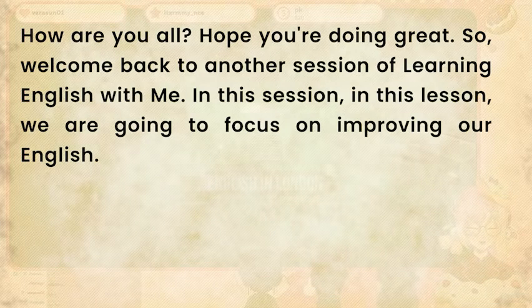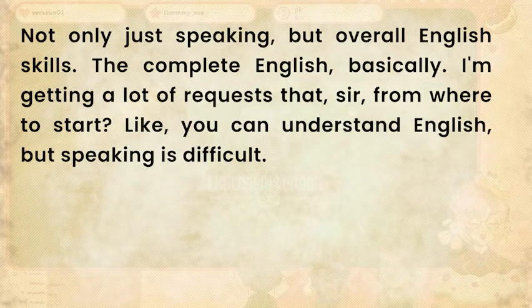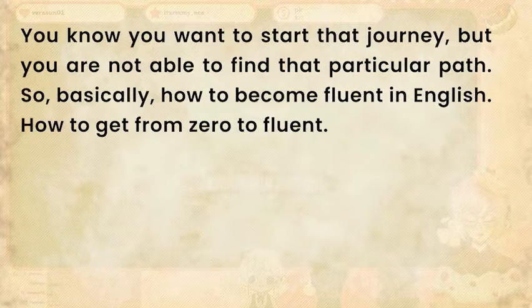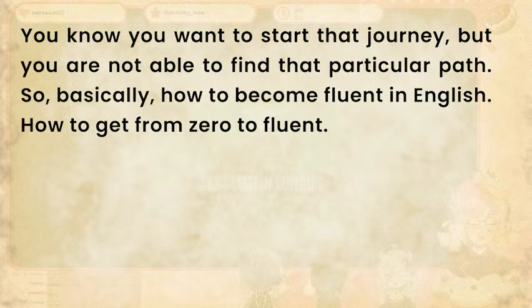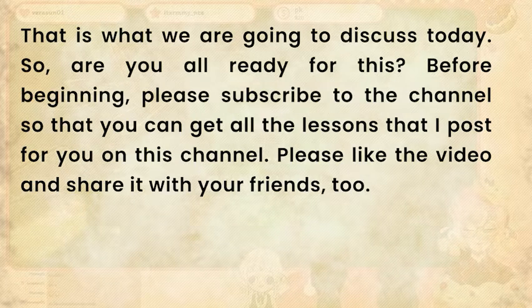In this lesson, we are going to focus on improving our English. Not only just speaking, but overall English skills. The complete English, basically. I'm getting a lot of requests that, "Sir, from where to start?" Like, you can understand English, but speaking is difficult. You know you want to start that journey, but you are not able to find that particular path. So, basically, how to become fluent in English. How to get from zero to fluent. That is what we are going to discuss today. So, are you all ready for this?